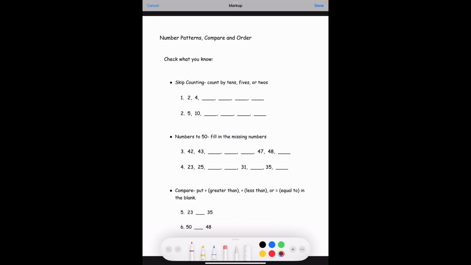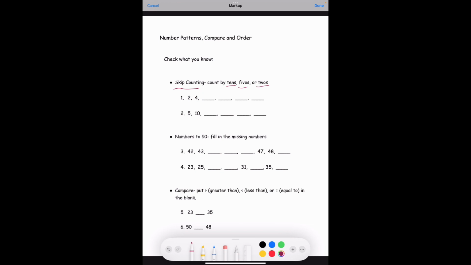Next page. Okay, the next is number patterns, compare, and order. Check what you know. We are going to look at skip counting. Count by tens, fives, or twos. Okay, let's look at number 1: 2, 4, blank, blank, blank, blank. To find the blank spots, we are going to look at 2 and 4.